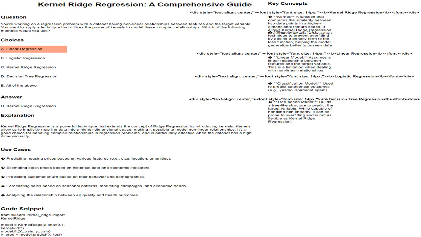A. Linear regression. B. Logistic regression. C. Kernel-ridge regression. D. Decision tree regression. E. All of the above.